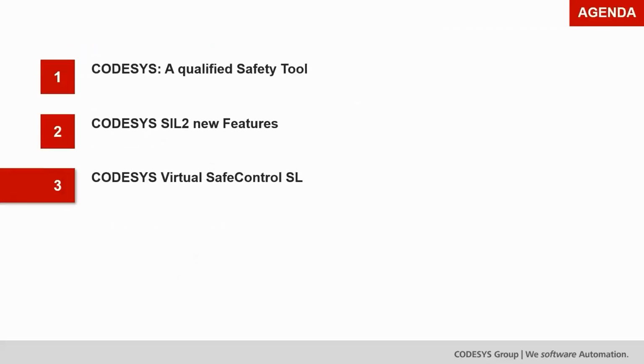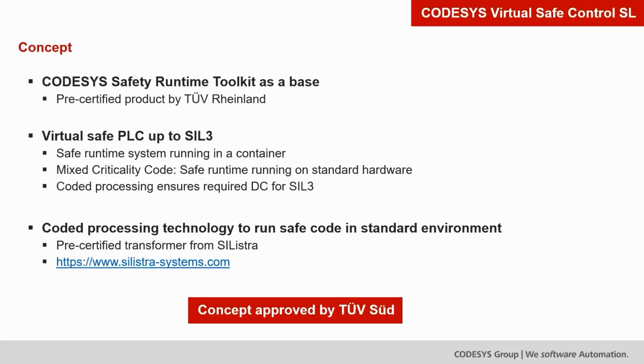Let's come to the last topic, the CODESYS Virtual Safe Control SL. What's the idea behind that? You may know that we have a runtime toolkit for SIL 3 PLCs, and we take that runtime toolkit, put it into a container, and create a virtual safe PLC from it. This safe PLC will run with a mixed criticality code. That means the safe code and the standard code run in the same context, and this will run on standard hardware. So you can use any IPC hardware to run this SIL 3 runtime.